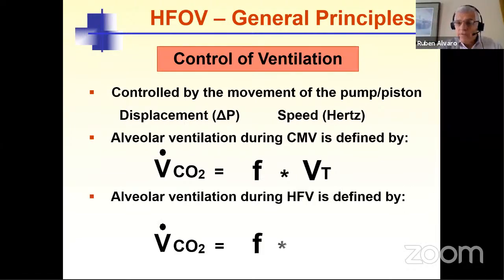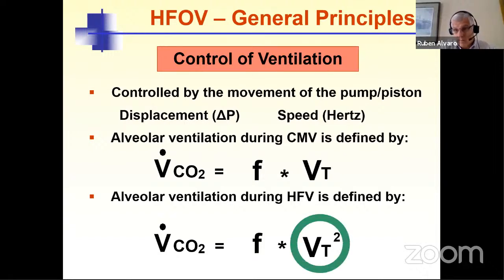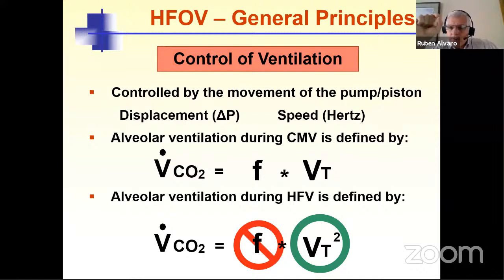However, in high frequency ventilation, especially the oscillator, the formula for minute ventilation is frequency times VT squared. That means that the change in volume has a much greater effect on minute ventilation than frequency. So you are not going to change your minute ventilation much by changing the frequency, okay? In high frequency, you need to change tidal volume to get a significant change in your minute ventilation, okay?